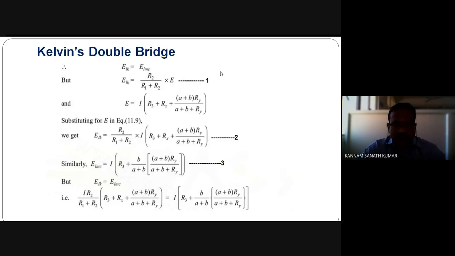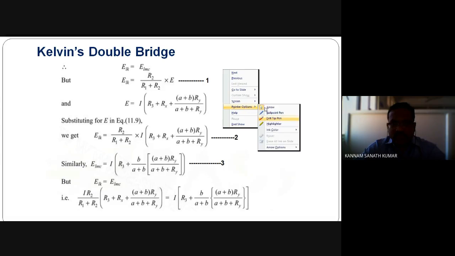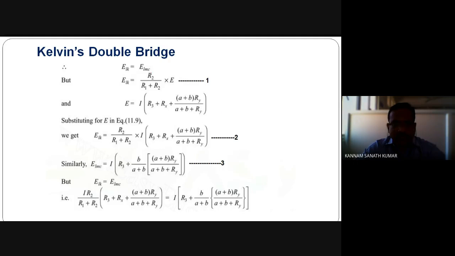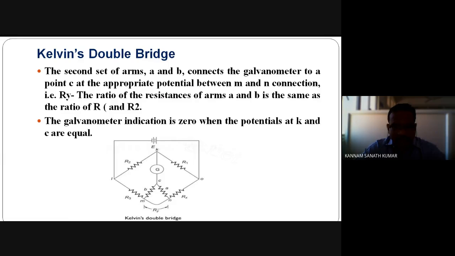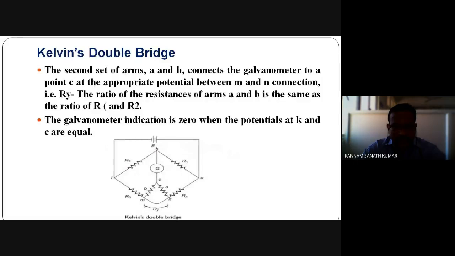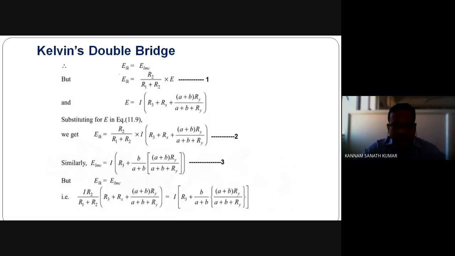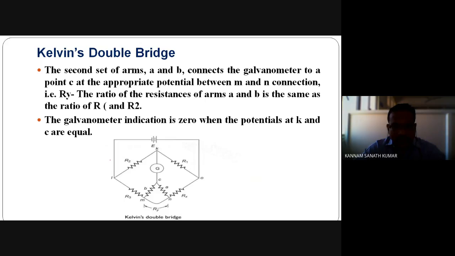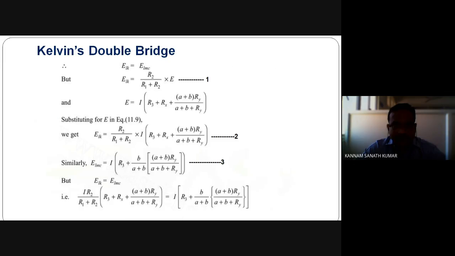So this is the Kelvin double bridge. This is ELK. You got ELK equal to ELMC. If you want to find out this branch voltage, ELK equals total voltage into this branch resistance by total resistance. So by using the voltage division principle, I calculated ELK. Now total voltage E equals what? Total current, whatever the current is flowing through this bridge, into R3 plus Rx plus A plus B into Ry divided by A plus B plus Ry.